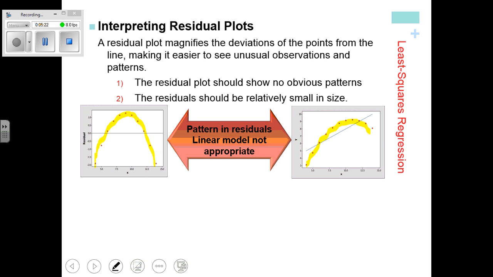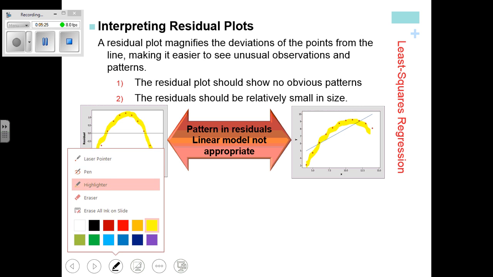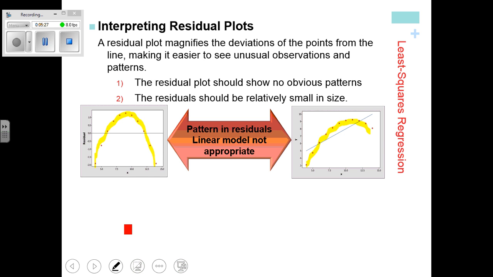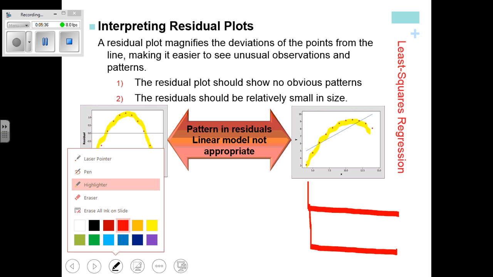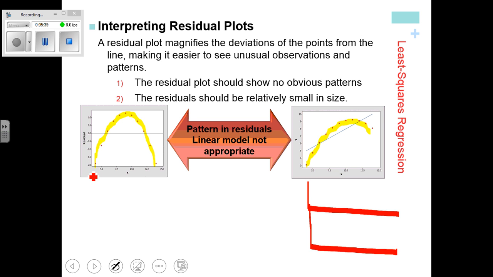Also, the other thing is your residual should be relatively small in size. Now, this is often a judgment call as to what is small in size. But what's meant by this, if you have a residual plot and you have points that start out pretty close to your residual line there and maybe fan out as you go, kind of like this, you'd want to talk about what that means in respect to the data.